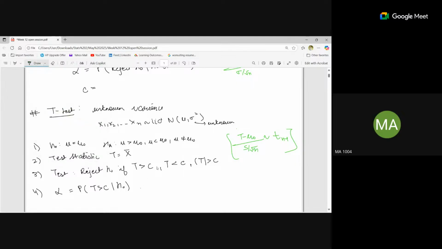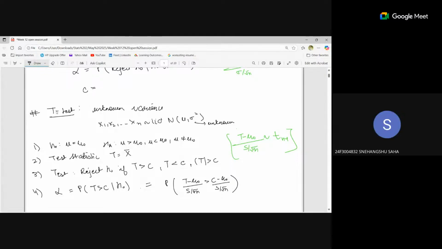So my next step would be what? If I have to standardize it, it will be the probability of t minus mu naught divided by s upon under root n greater than c minus mu naught upon s upon under root n, correct?